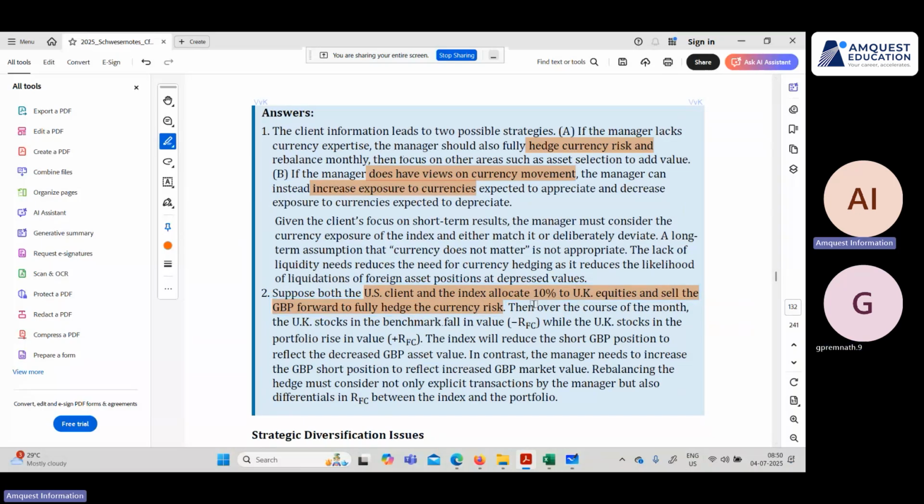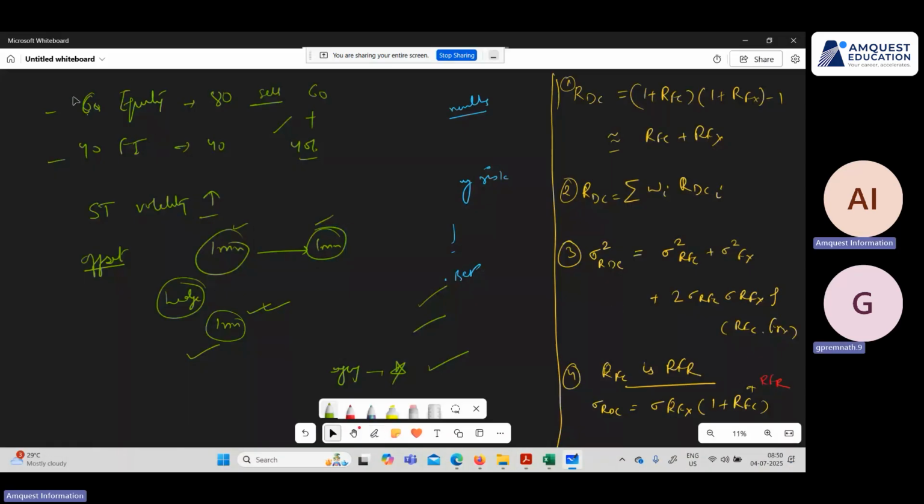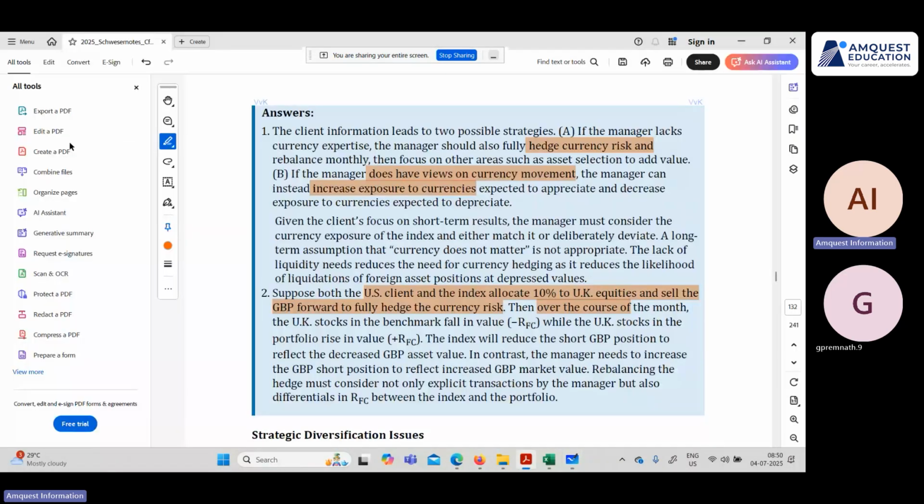Then it says, over the course of the month, something that I said, from 60-40, initially it took it and then it moved to 80-40, let's say. So it says, over the course of the month, the US stocks in the benchmark fall to some value, while UK stocks rise to some value. Basically, because of the market movement, I'm not dealing with the exact numbers here, but I'm trying to tell you that because of the market, your value could change overall, then the index will reduce the short GBP position to reflect the reduced value.